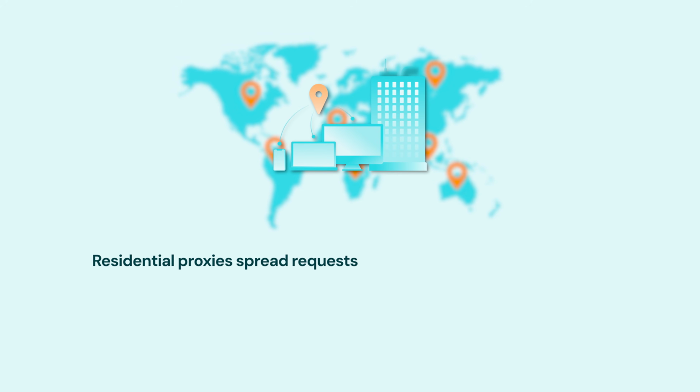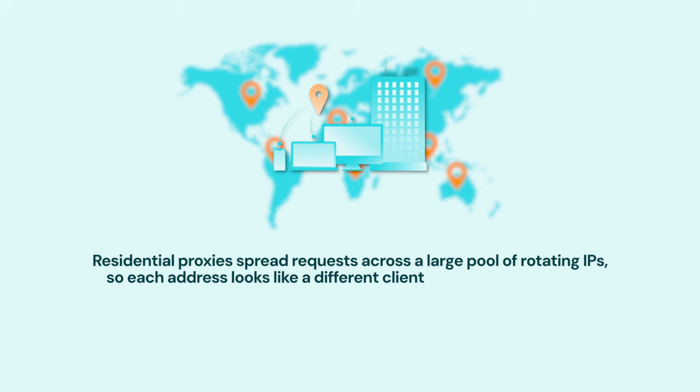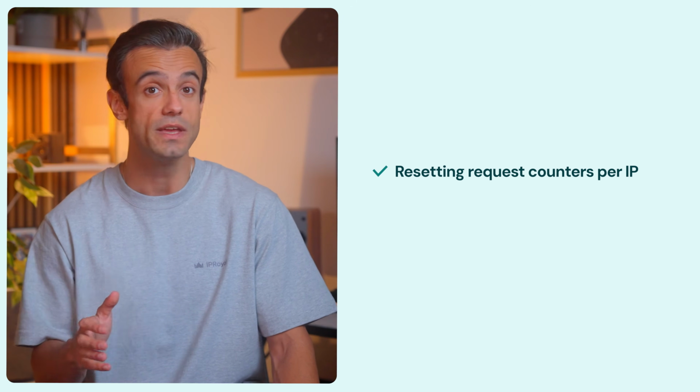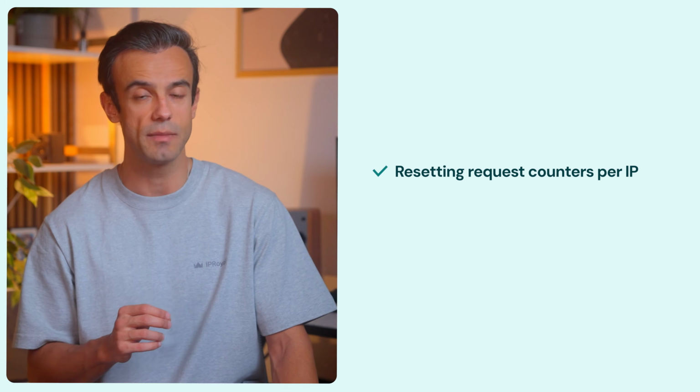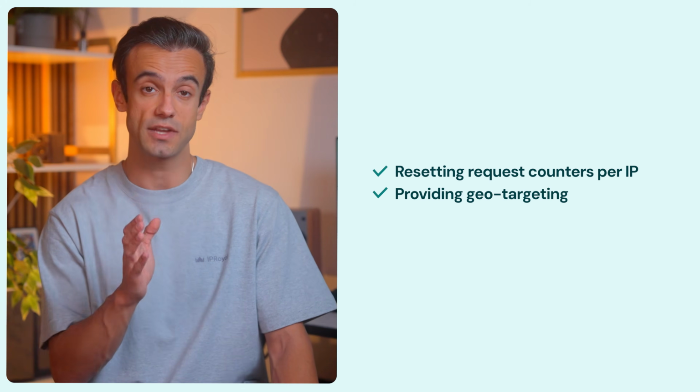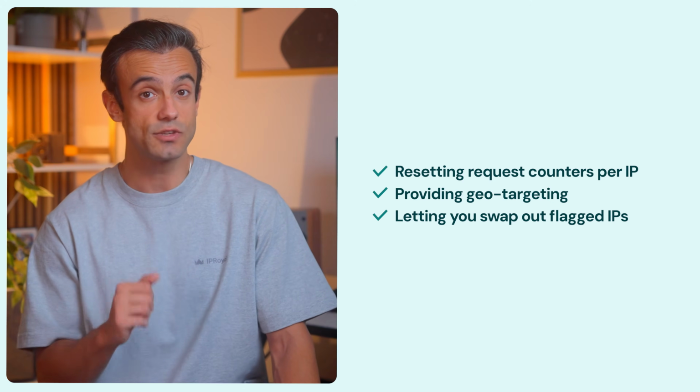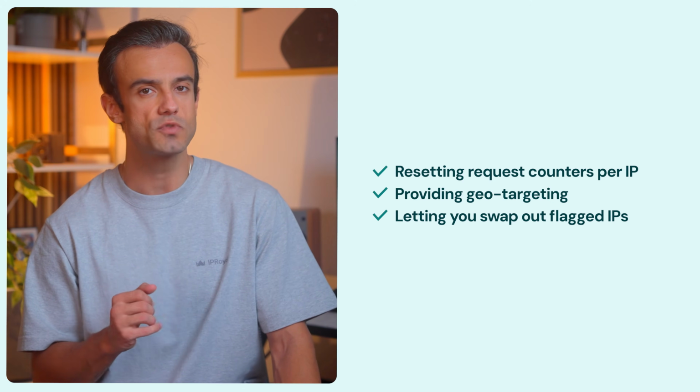Residential proxies spread requests across a large pool of rotating IPs, so each address looks like a different client instead of one scraper. They help you bypass Cloudflare protection by resetting request counters per IP, so no single address hits volumetric limits, providing geo-targeting so you can match expected user regions and letting you swap out flagged IPs so you can keep scraping without interruptions. However, proxies can't hide bot-like user agents or JavaScript leaks, so pair IP rotation with a headful browser or a headless browser with a stealth plugin to stay undetected.